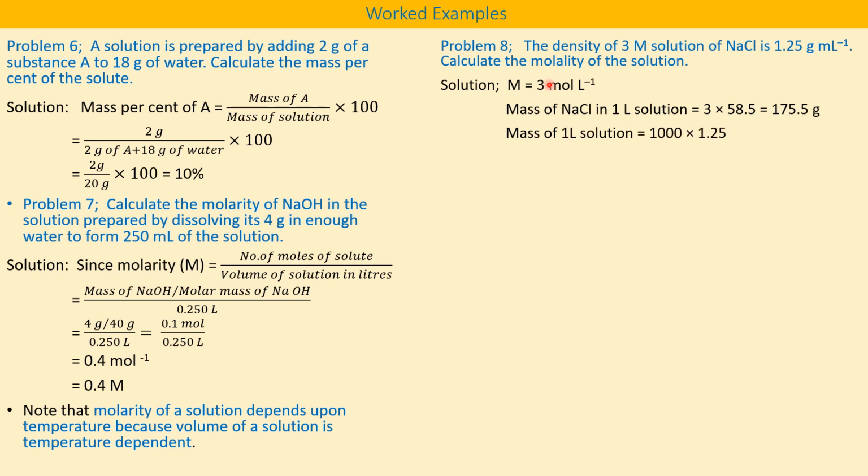Mass of 1 liter solution equals 1000 into 1.25, that is equal to 1250 grams. This is calculated from the relation, the given value density is equal to 1.25 grams per milliliter. The density is given.